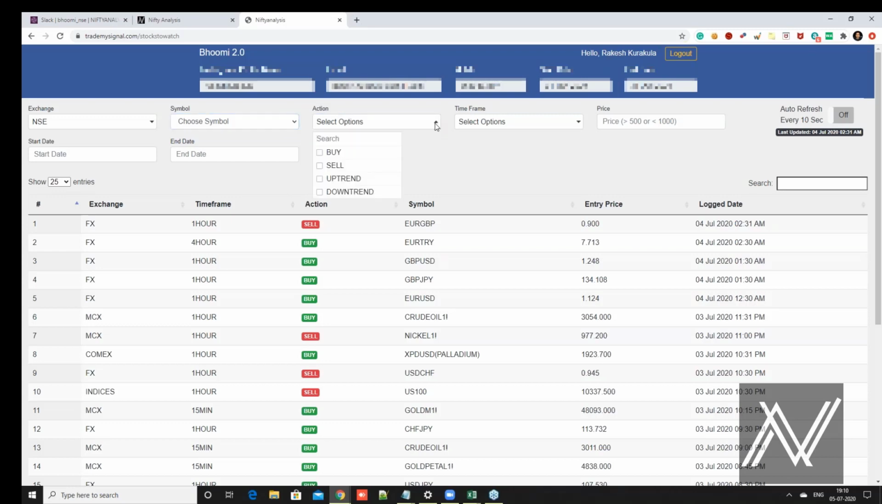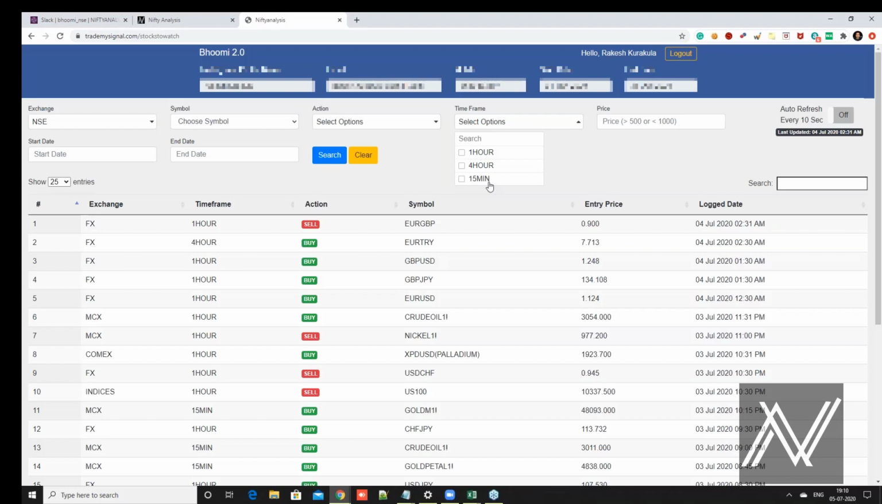So if you know that the Nifty is bullish, and today the market is going to be bullish, all you're going to do is filter out all the signals based on buy and uptrend, and you will not even look at the signals showing up on your sell side. So based on the market direction, you can also pick the type of signals that you would like to choose. Right, and the time frame: 1 hour, 4 hour, and 15 minutes.